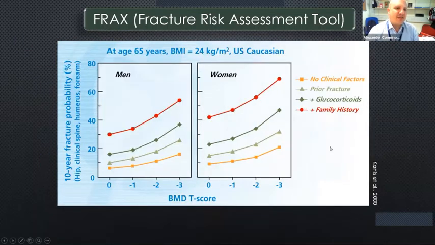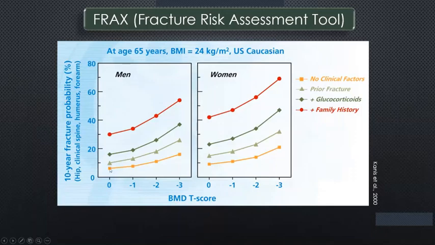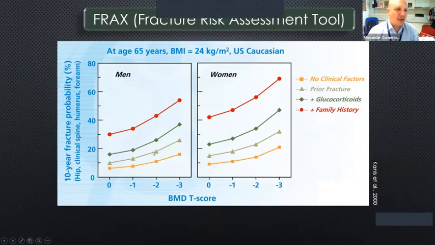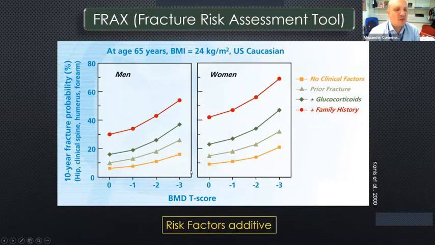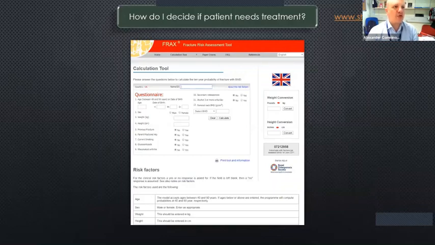The next thing to say is that this is men and women, with different T-scores and fracture probabilities. You can see in yellow is no risk factors. If you add a risk factor, it goes up the risks across the T-scores. Then it adds further if you add glucocorticoids, if you add family history, it's a massive jump, because family genetics are very important for bone health. But you can appreciate from this that the risk factors are additive and can make a massive difference to their risk of fracture. So let's quickly go through a typical FRAX assessment.